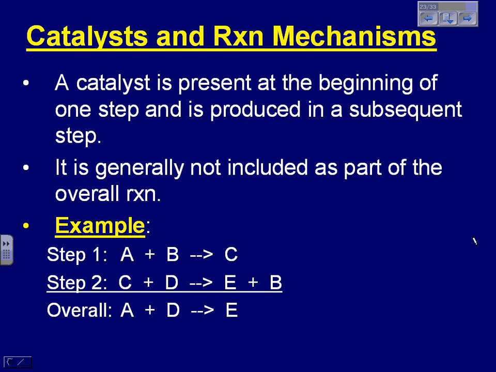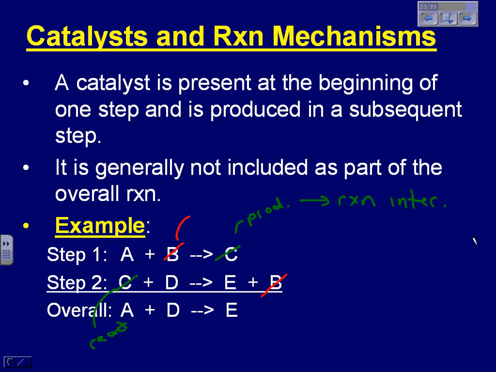And if you take a look, if we were to add these up, you'll notice I can cancel C, just like we did before. But I can also cancel B. Now take a look. Notice the C was produced. It was a product. And then it was used. It was a reactant. Okay? We already have a word for that. That's called a reaction intermediate. We saw that on the last couple of slides.